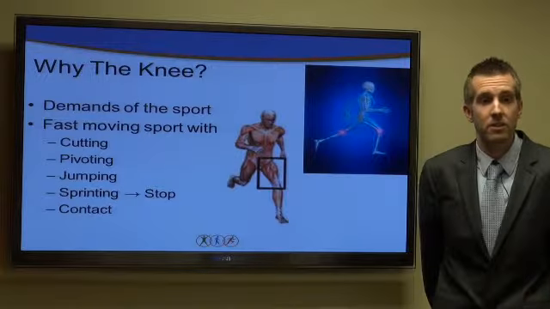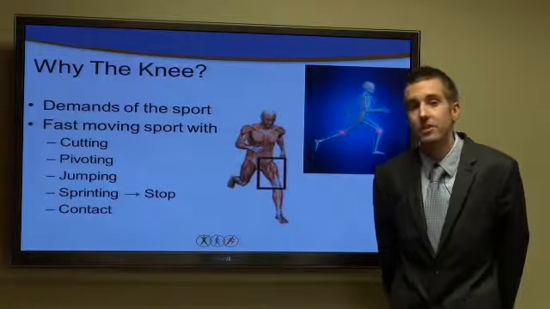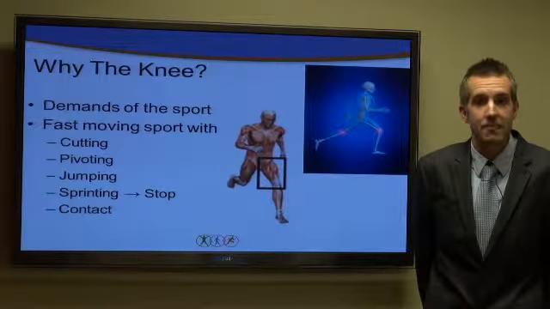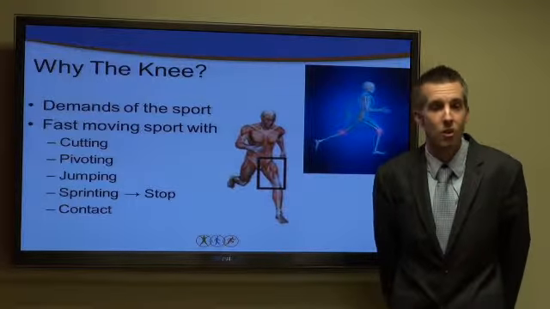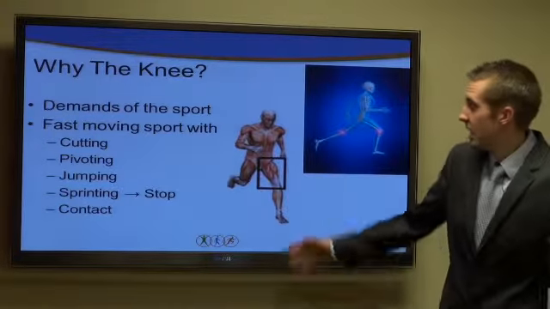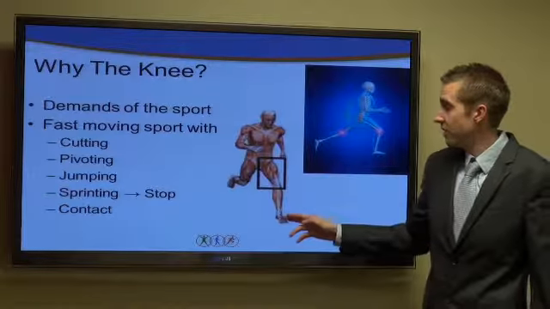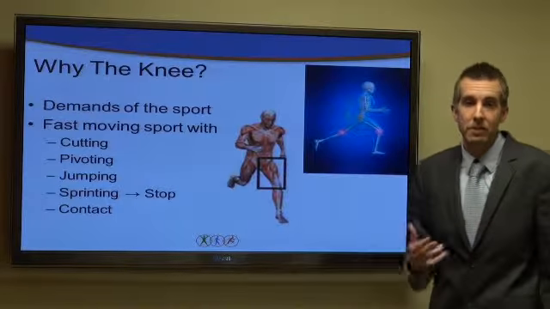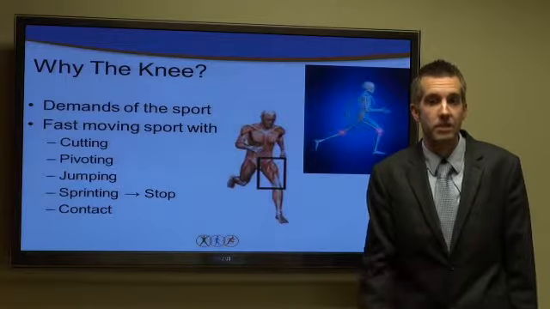And really it comes down to the demands of the sport. You have cutting, pivoting, jumping, sprinting to stopping, and contact in basketball. All of these motions take place in a confined area on a small court with 10 players, and it's a lot of explosive movements. As you can see on this diagram, when you're running, stress has to start in the foot. It's coming up to the knee, and then it has to get out of the knee. And if there's any muscle imbalance in the kinetic chain of an athlete, they are at higher risk of a knee injury.